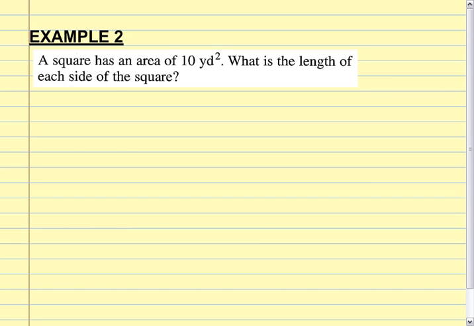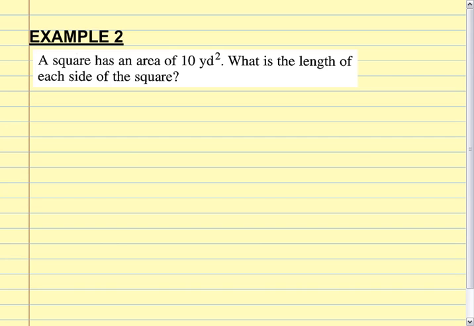All right, example number 2 here. It says a square has an area of 10 yards squared. What is the length of each side of the square? Barrett, will you help me with this one?